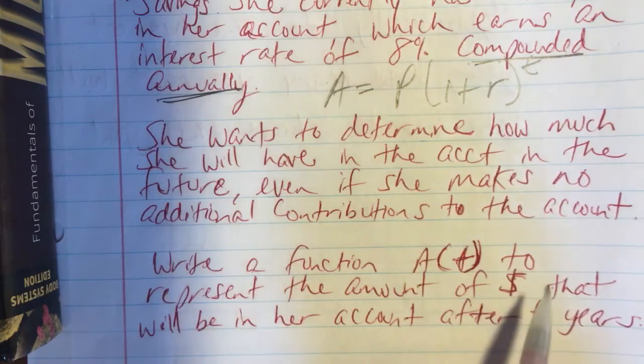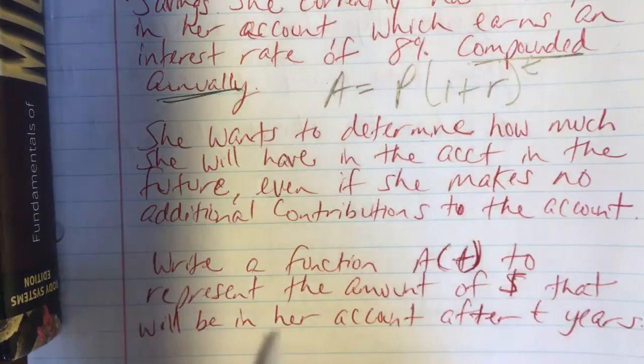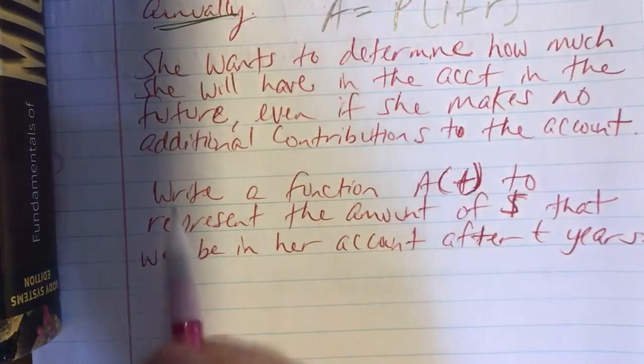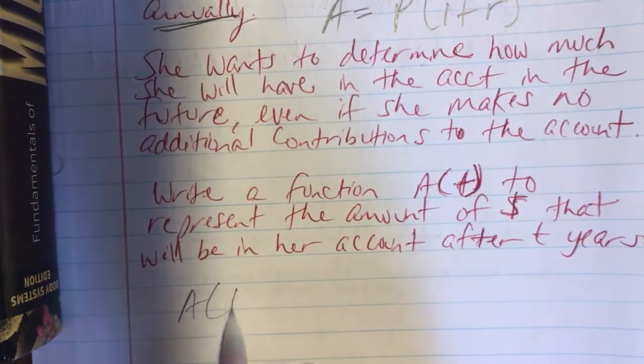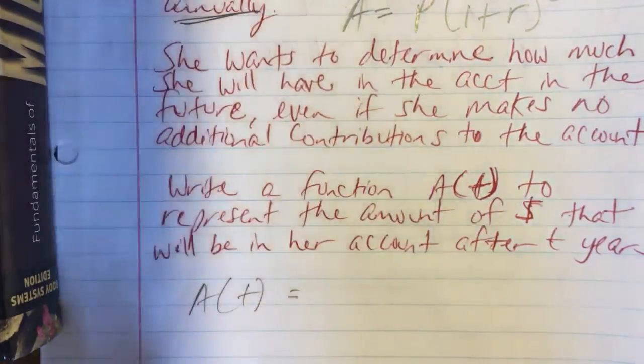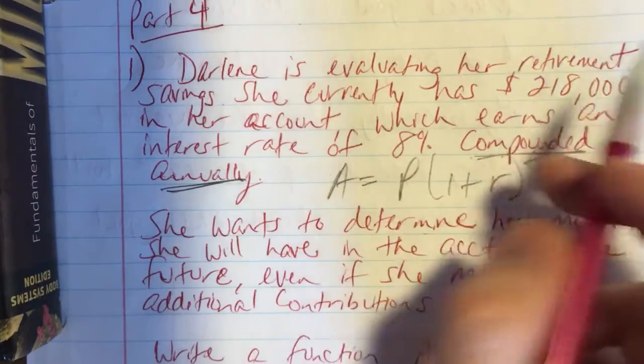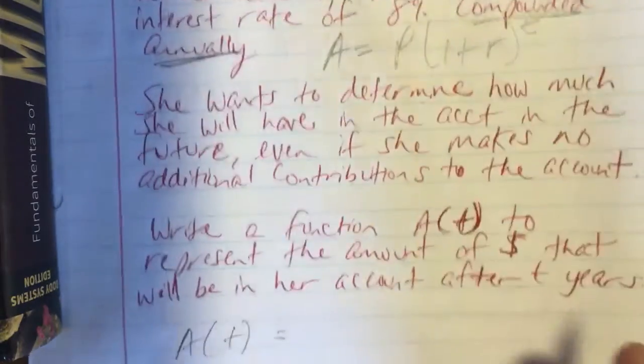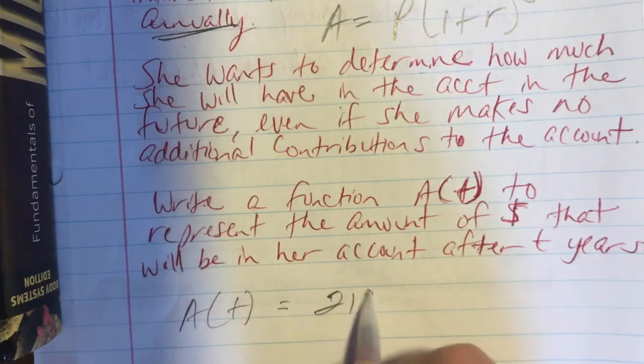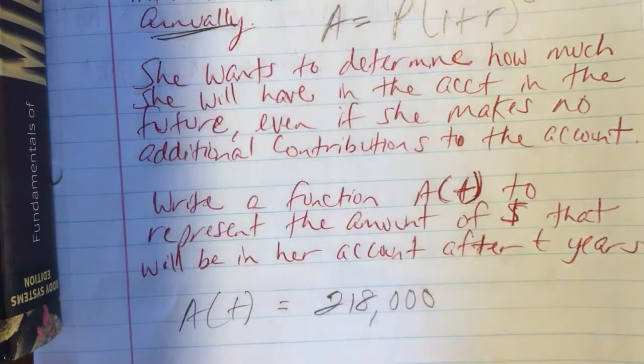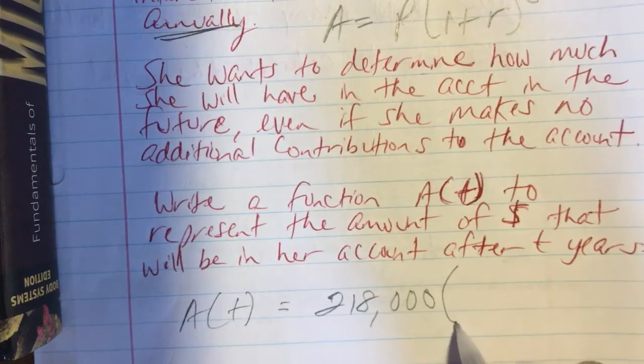Write a function A of T to represent the amount of money that will be in her account after T years. So we're going to use that formula. A of T is going to be your output, and this is going to be determined by the principal amount, which was the initial amount she started with. She invested $218,000 into the retirement savings. That's the principal amount. Open up parentheses and put 1 plus, and now we need to figure out what R is.